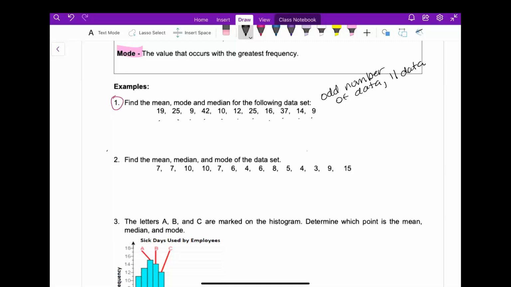Example number 2 has an even number of data points. Let's count them. 1, 2, 3, 4, 5, 6, 7, 8, 9, 10, 11, 12, 13, 14. It has 14 data points.